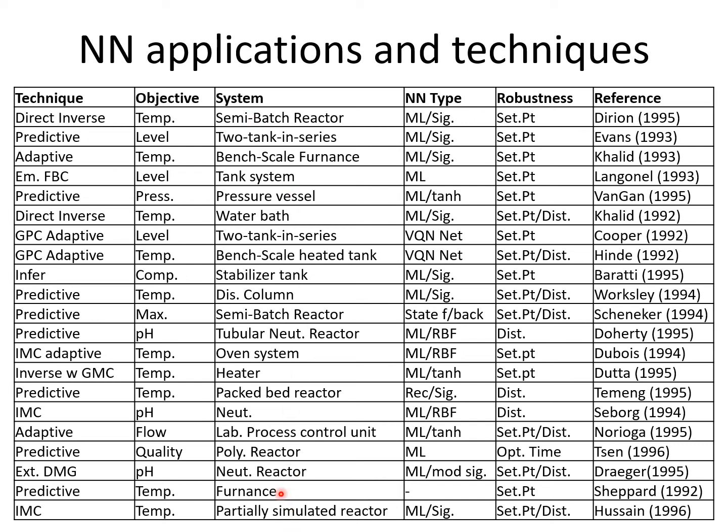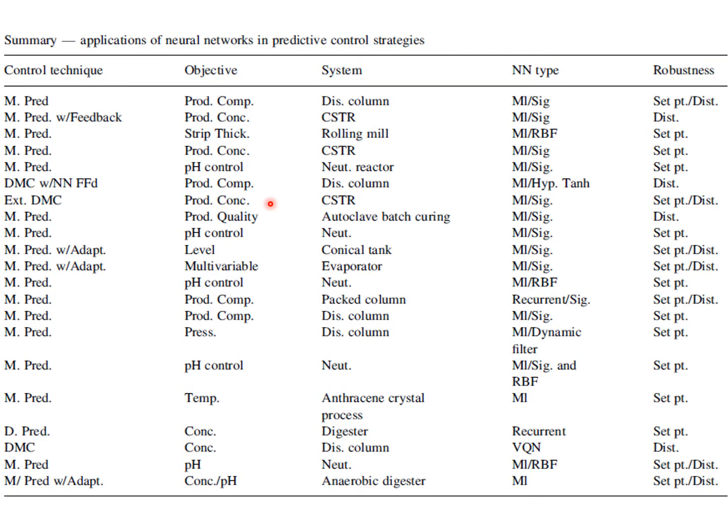Different systems in chemical process systems, using neural network with different activation functions here being used for the nodes. For robustness, meaning for set point or disturbance studies, and by different people, including my work in 1996 for a partially simulated reactor. So these are the different application techniques in simulation. It's already common and being used everywhere.